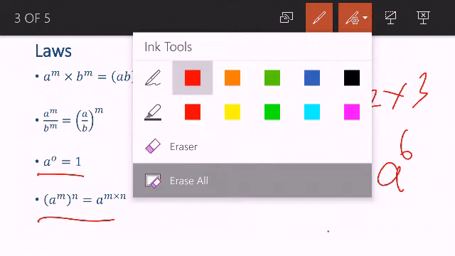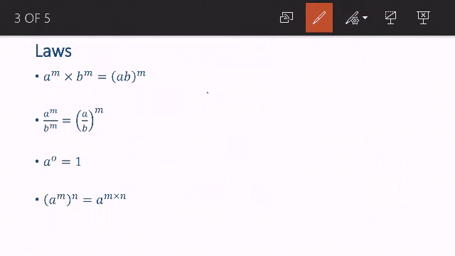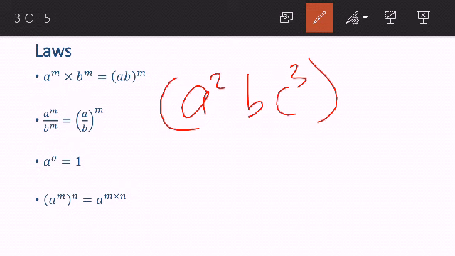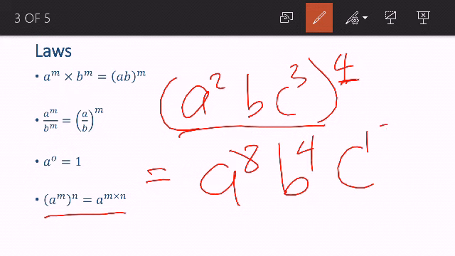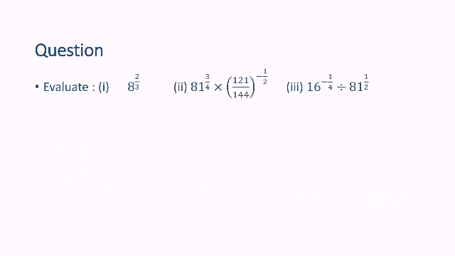I can have something a little bit more complex. Let's say a squared b then c cubed all raised to the power 4. Now it means that this 4, remember common power, they all have the same common power. According to this product of power law, the 4 can multiply all the powers. So this should be a raised to the power 8, b raised to the power 4, then c raised to the power 12. That means 2 times 4 is 8, 1 times 4 is 4, then 3 times 4 gives us 12.